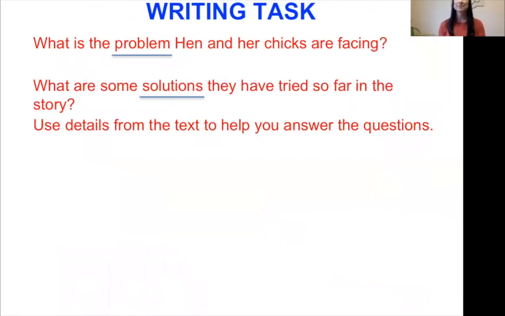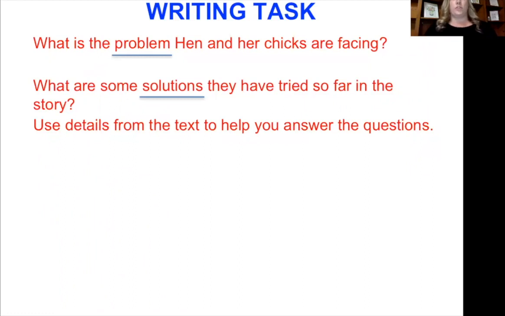Now we will begin thinking about our writing task. Let's reread our question and think about the evidence from the text. What is the problem Hen and her chicks are facing? What are some solutions they have tried so far in the story? Use details from the text to help you answer the questions.